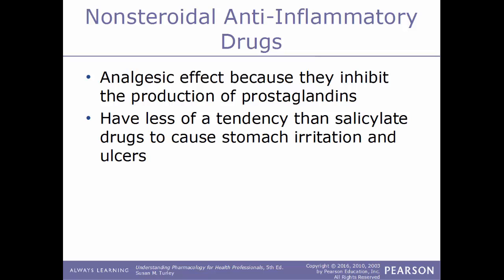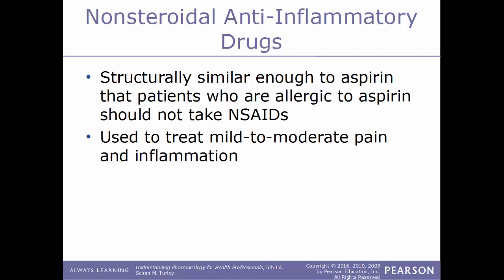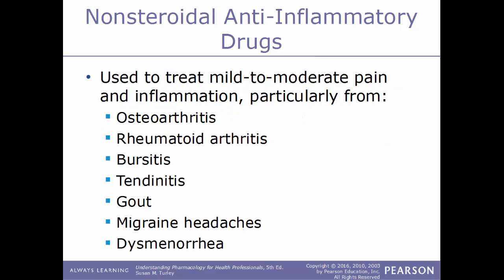All right, now we'll talk about another category of analgesic drugs, the NSAIDs, nonsteroidal anti-inflammatory drugs. These have an analgesic effect because they inhibit the production of prostaglandin. And these have less of a tendency than salicylate drugs to cause stomach irritation and ulcers. Now, these are structurally similar enough to aspirin that patients who are allergic to aspirin should not take NSAIDs because their body will still see them as being so similar to aspirin that it will induce a reaction. The NSAIDs are used to treat mild to moderate pain and inflammation. Some conditions that the NSAIDs will be taken for: osteoarthritis, rheumatoid arthritis, bursitis, tendinitis, gout, migraine headaches, and dysmenorrhea.